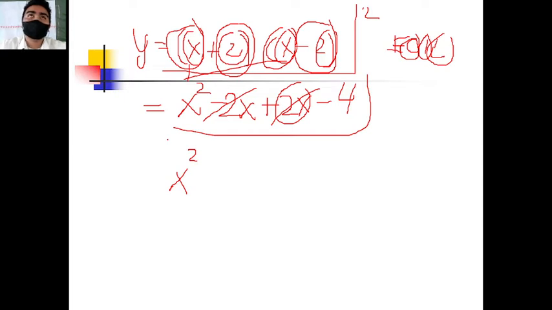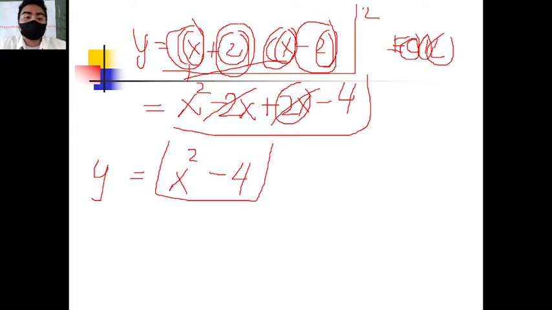So negative 2 plus 2, the answer is 0. Only that one. And the remaining term that we have is none other than negative 4, of course. So the final answer here is that our function would end up with x squared minus 4.